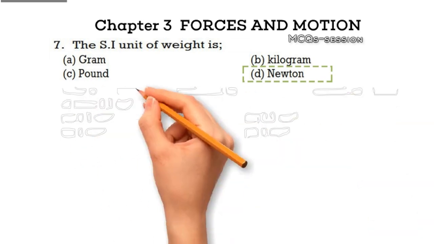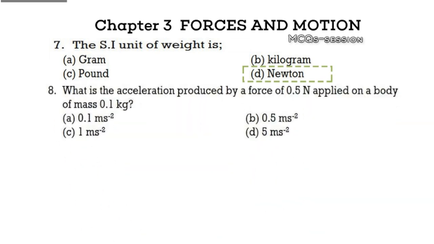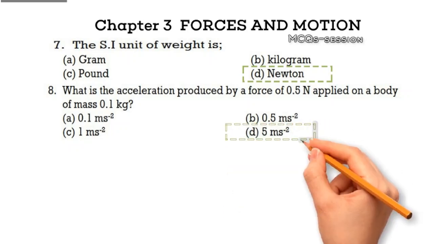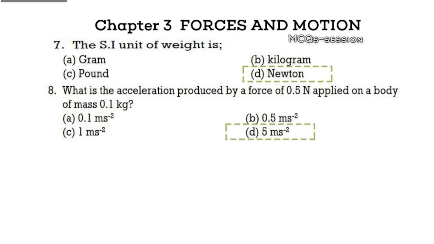Question 8. What is the acceleration produced by a force of 0.5 newton applied on a body of mass 0.1 kilograms? Options: A, 0.1 meter per second square, B, 0.5 meter per second square, C, 1 meter per second square, D, 5 meter per second square. Pause the video and guess the correct answer. The correct answer is D, 5 meter per second square.